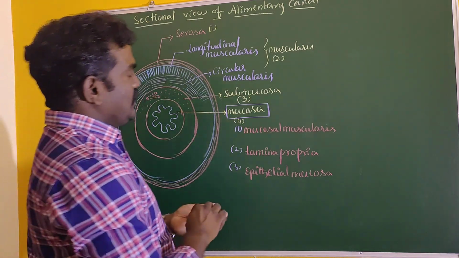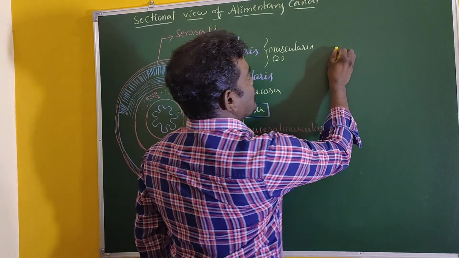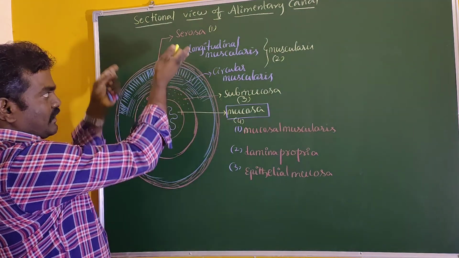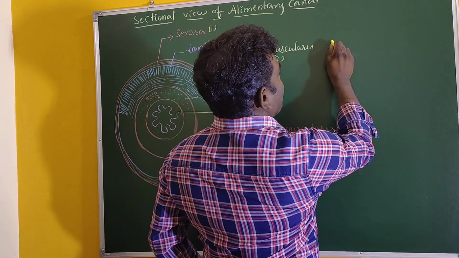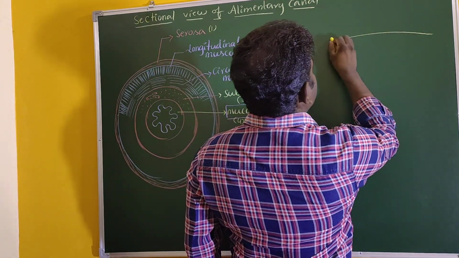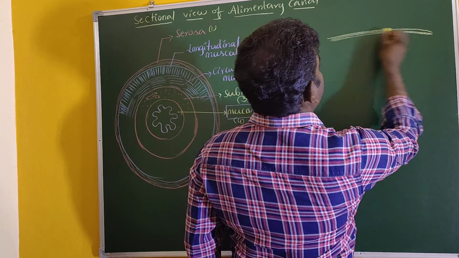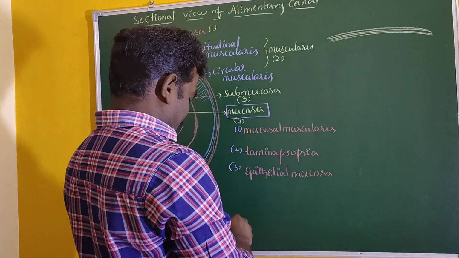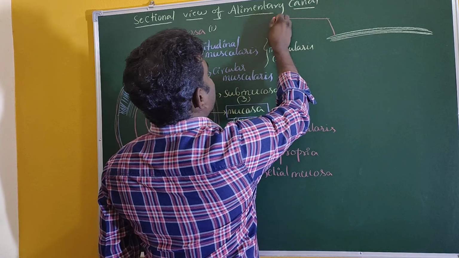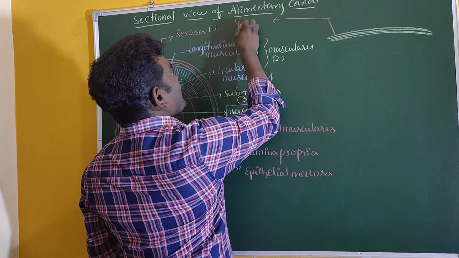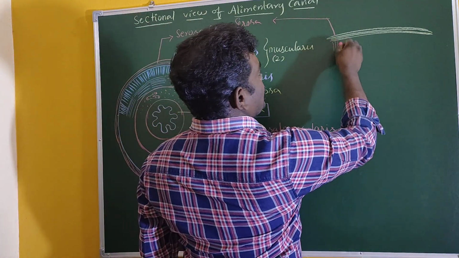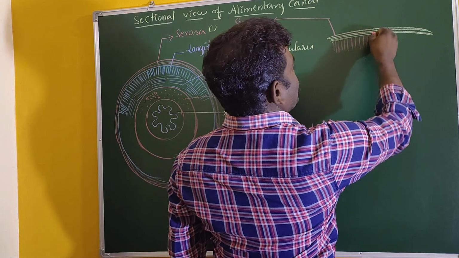So here I would like to draw one more transverse section, the circular view. This is also a transverse section, but I would like to draw this part also for understanding some more points related to the gut wall. So this is the outermost fibrous part, the serosa layer, the first layer. Later, longitudinal muscularis is there.